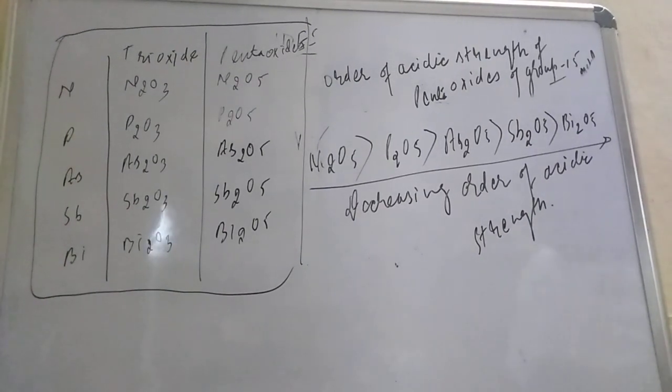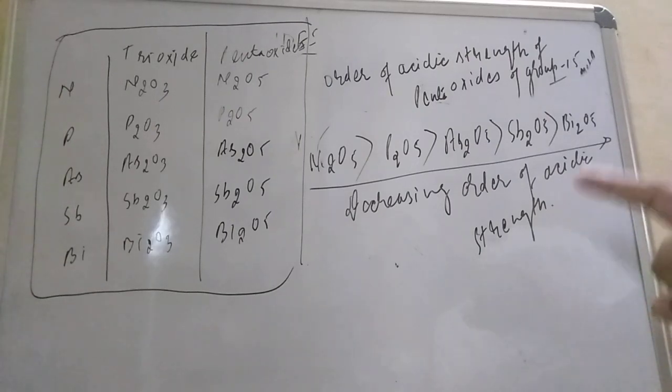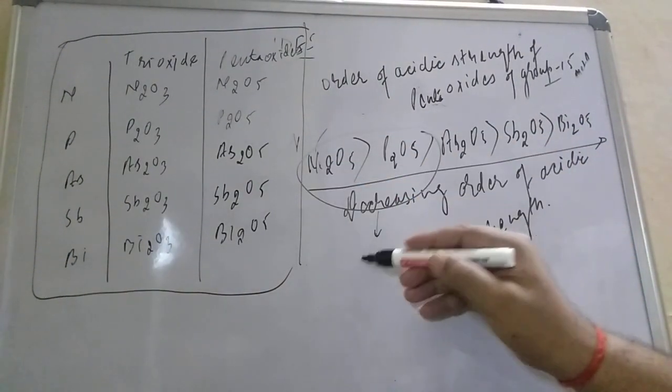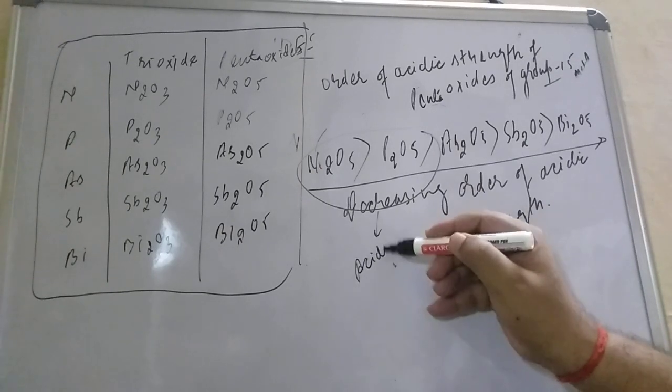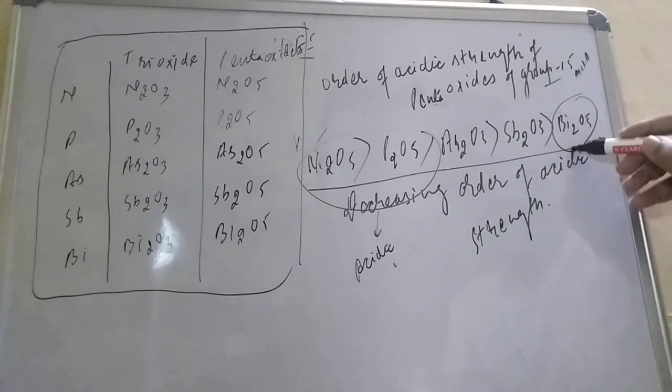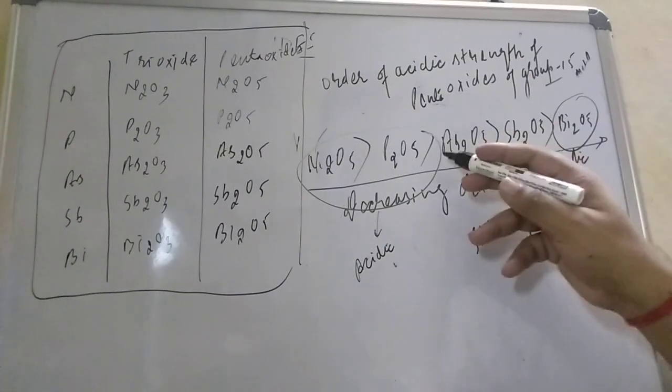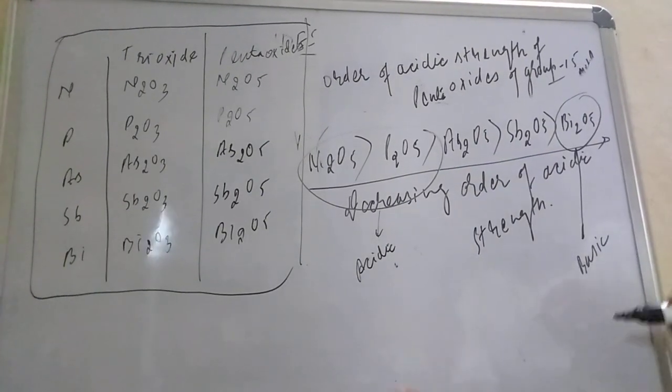These things, dear friends, how can you understand them? I said in the previous concept also that oxides of non-metals are acidic. So these are non-metals, and their oxides are highly acidic. The last element is a metal, so its oxide is highly basic. And these are metalloids, so their oxides are amphoteric.